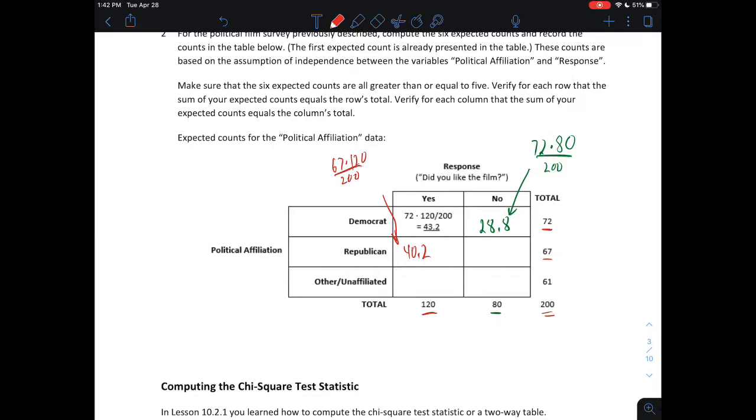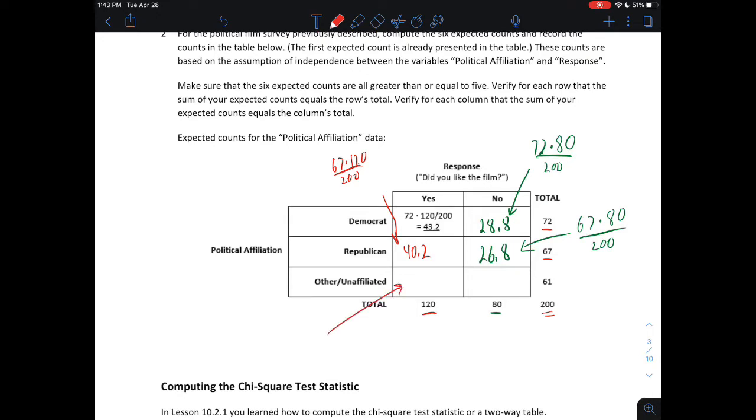So now for the no's in that row, the row total for Republican is 67 again. And now going back to the no column, that's 80. So 67 times 80, and then divided by the grand total, which is 200. So 67 times 80 divided by 200, 26.8. And then now check our answers. Republican 40.2 plus 26.8. That does take us back to 67.